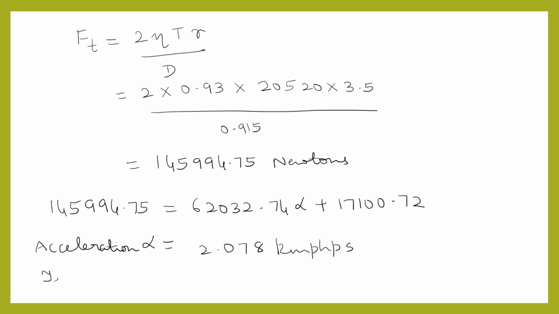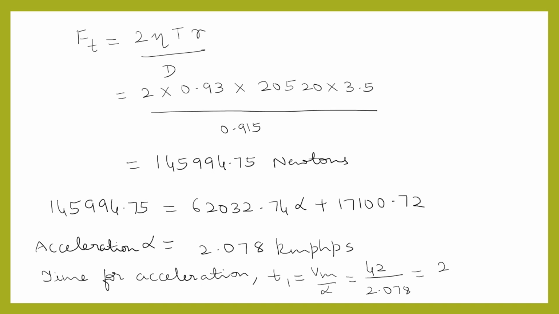So we have the time for acceleration T1 equal to Vm by alpha, that is equal to 42 by 2.078. So we get the time duration for acceleration period as 20.21 seconds.